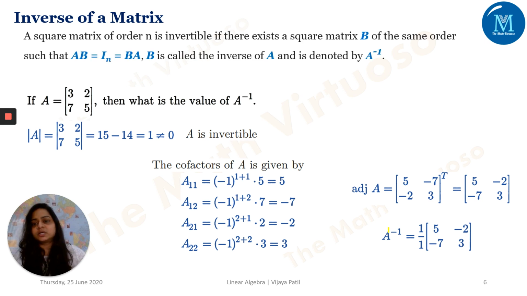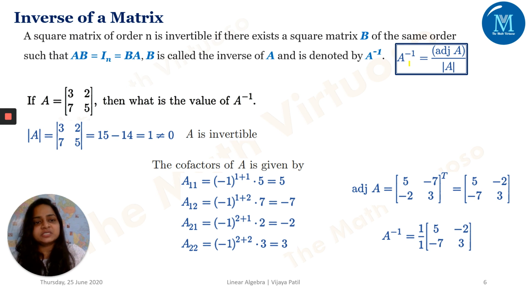So the inverse of a matrix is nothing but the adjoint of A divided by the determinant of A.